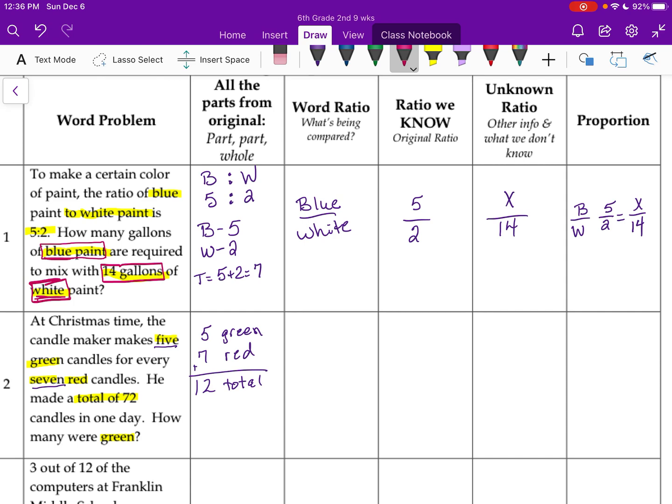Okay, so let's go look at the question. It says how many were green, so we know green needs to be in our ratio. And then what's the other piece of information they give us? They give us the what? The total. So the ratio that we need is green to total.